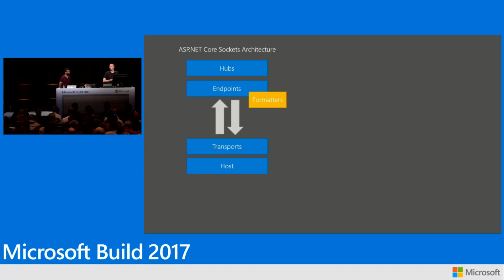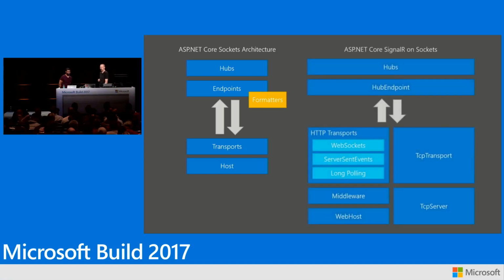I have something called an endpoint, which we're going to talk about now. And then I have hubs sitting on top of that. And then if I look at full-blown SignalR on top of this, you can see the same things, but now I have a bunch of HTTP transports, WebSockets, service and events, and long polling.